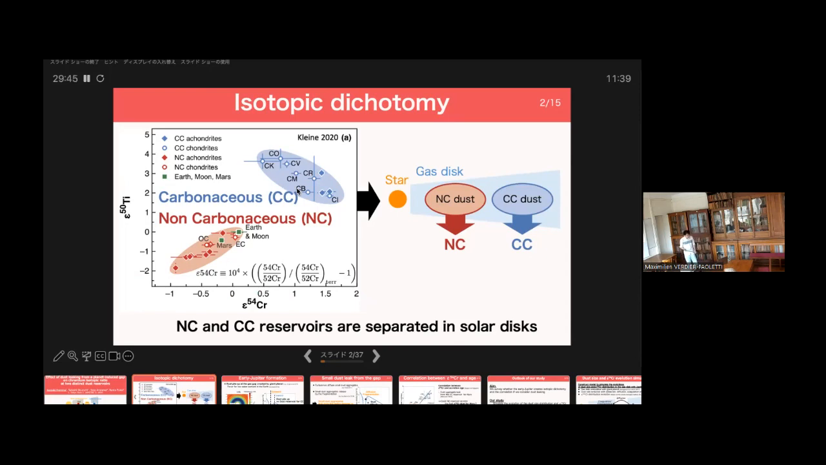We are checking it, and also I have to be concerned about the abundance of calcium aluminum rich inclusions, because CAI has a high abundance of titanium. So to reduce the effect of the sticking of titanium, it is important to consider the abundance of calcium aluminum rich inclusions. Makes sense.